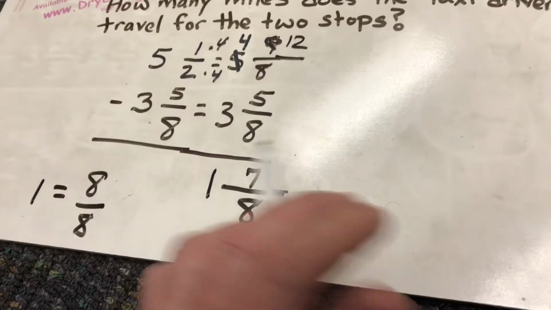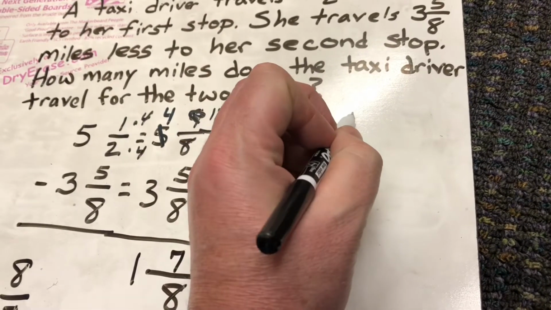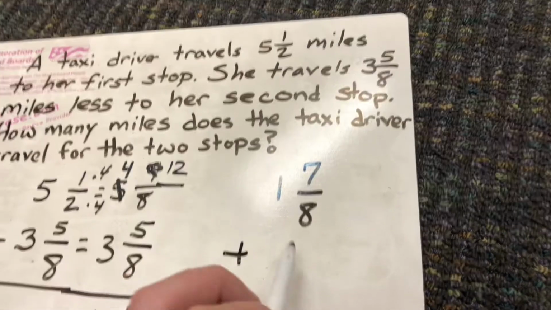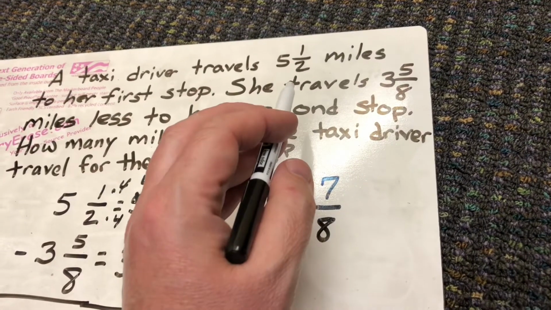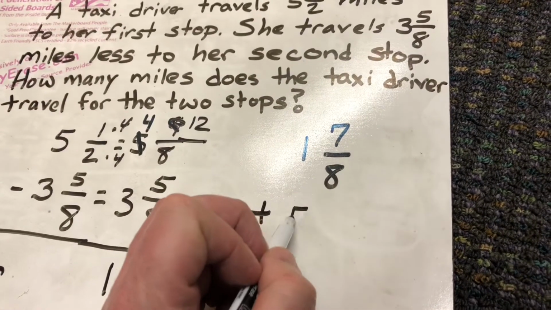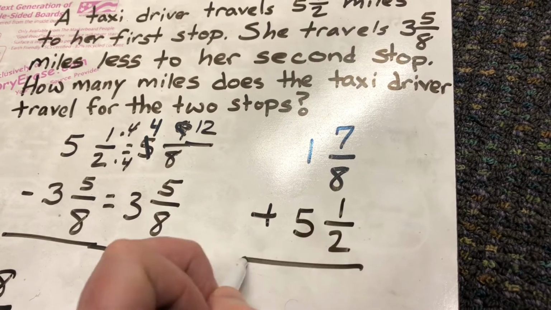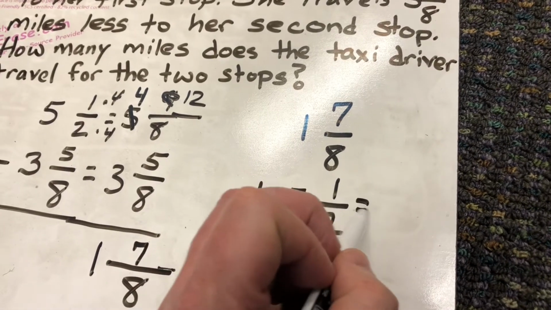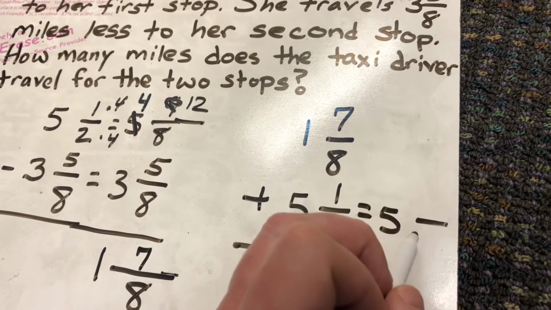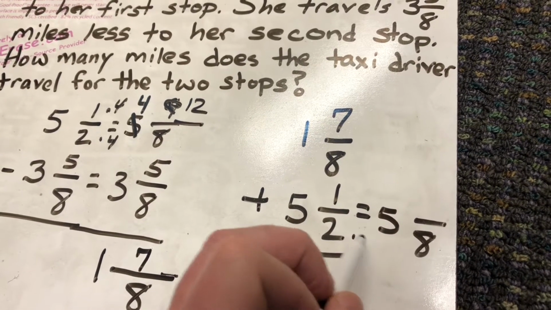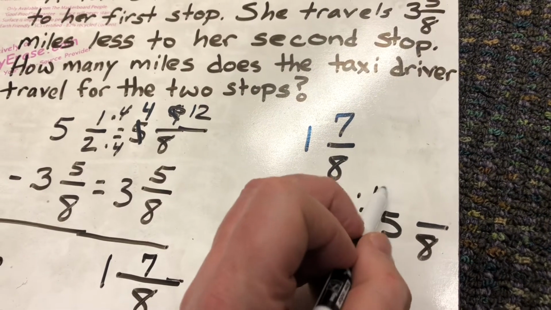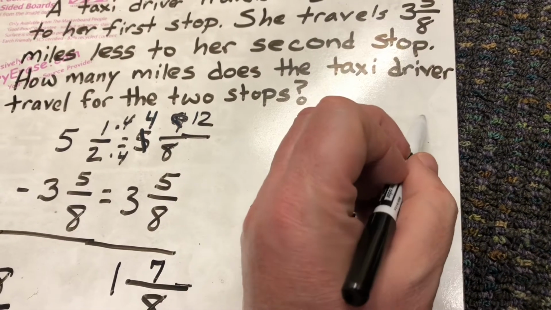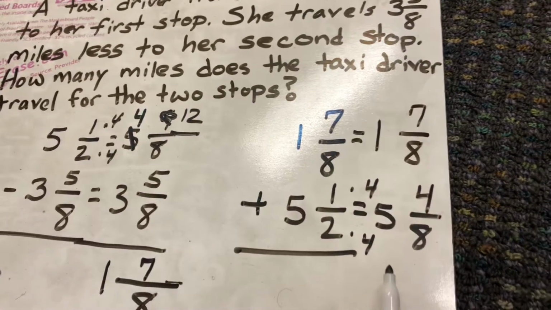So for the total, I'm taking this 1 7/8 miles, which is the distance from the first stop to the second stop, and I'm going to add the distance from the beginning to the first stop, which was 5.5. Well, 8 times 1 is 8. So 2 will work with 8. So once again, it's going to become 5 and something over 8. 2 times 4 is 8. 1 times 4 is 4. I get 5 and 4/8. My 1 and 7/8 is going to stay the same.